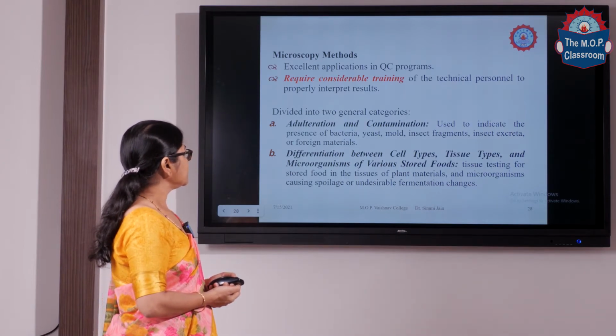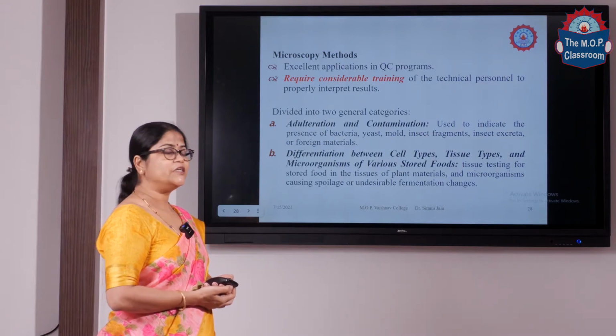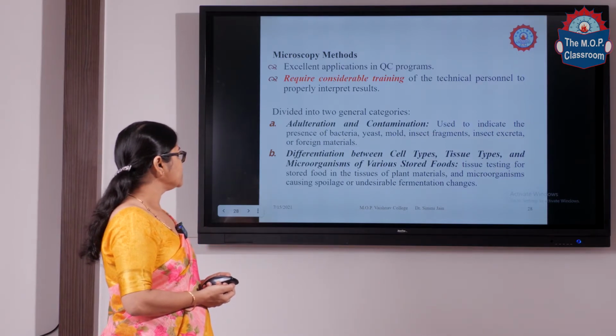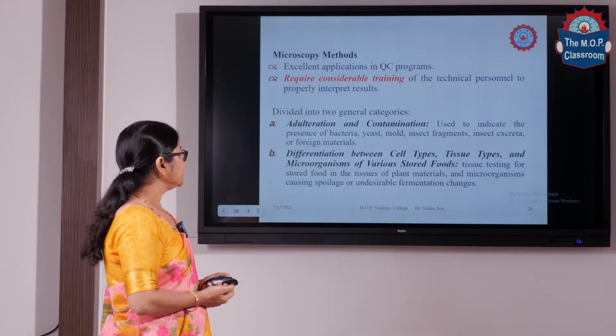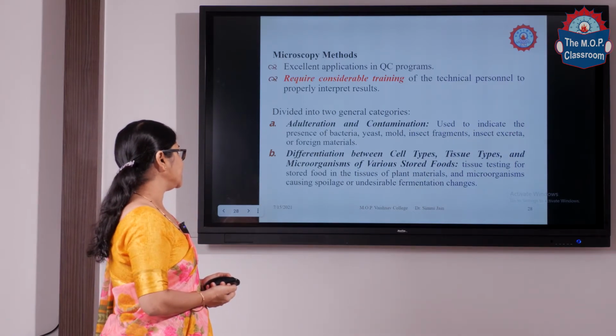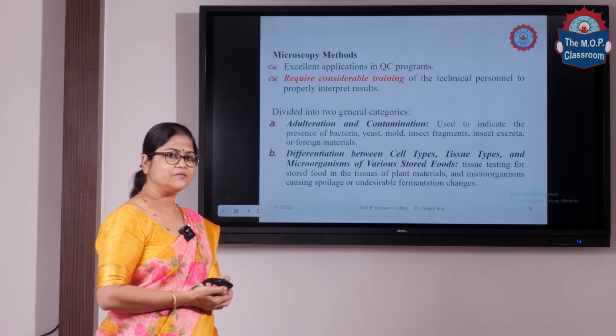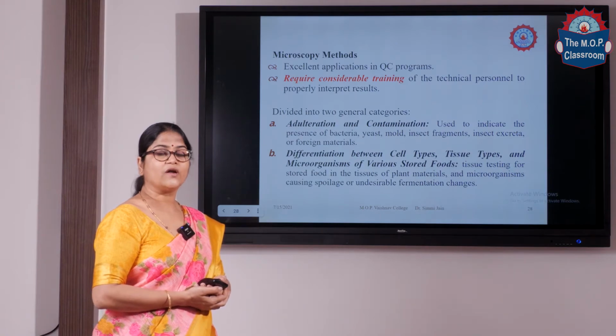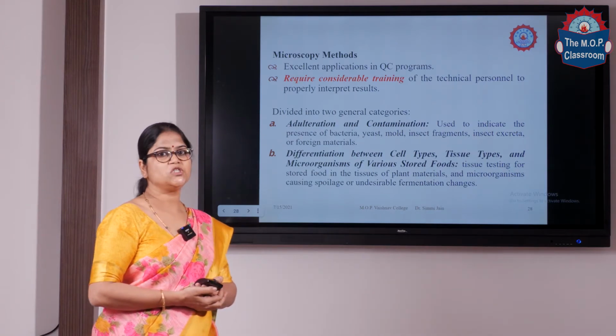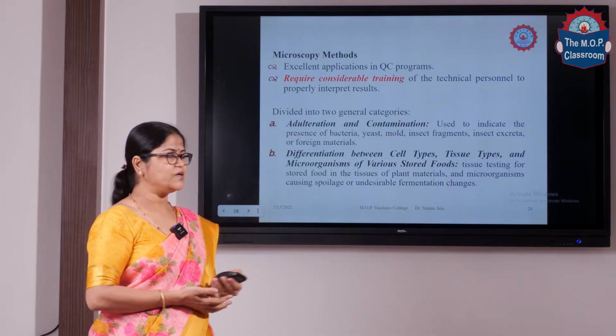Second, differentiation between cell types, tissue types, and microorganisms of various stored foods. For example, tissue testing for the stored foods in the tissues of plant materials, or microorganisms causing spoilage or undesirable fermentation changes in perishable food products. Now, let's look at some quality control tools.